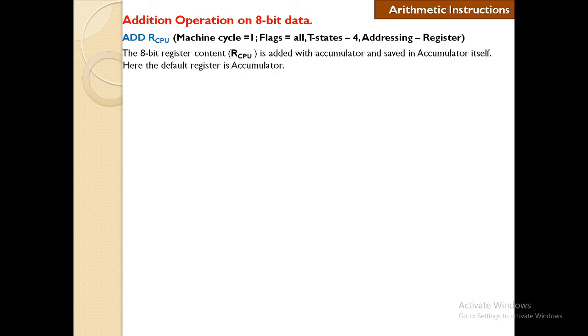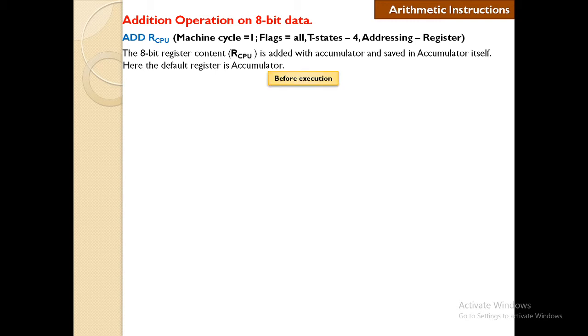Now when we talk about ADD R, here R means the registers inside the microprocessor 8085, and it requires only one machine cycle, that is only one read, the fetch of the operation code. All the flags get affected, the T states required are only 4, and the addressing is register type addressing. So the 8-bit register is added with the accumulator and saved in the accumulator itself. Here the accumulator is the default register.